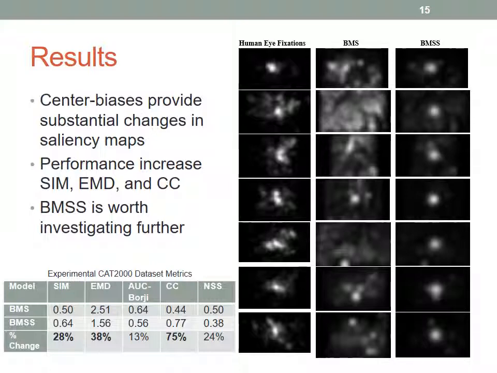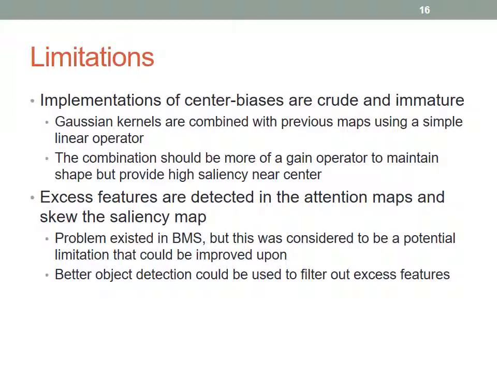So there was definitely an improvement here. I mean, correlation coefficient went up 75%. The area under the curve and the normalized scan path saliency, they did get decreased, but I feel that with some improvements, I'll go over in the limitations, we could probably see a little bit better than that. So the implementation of center bias is a little immature. The Gaussian kernels are just combined linearly, and that's kind of giving just a Gaussian blob.